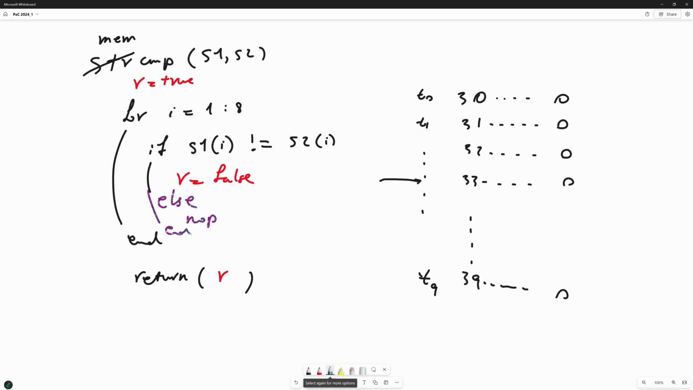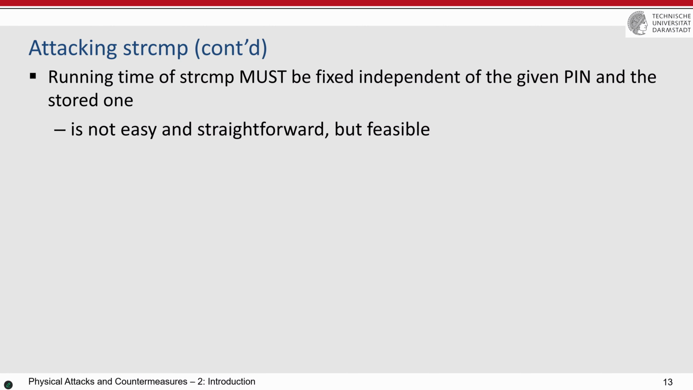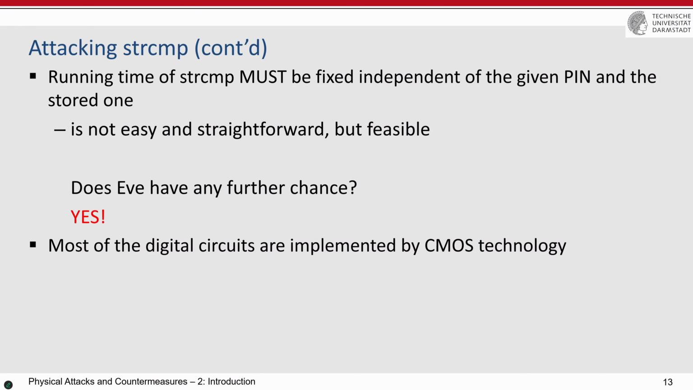Now, suppose that with all of its difficulties, we have done this. We are able to build something like strcomp which is data independent and fixed time. If it's done, the question is whether the attacker still has any chance. The problem is that, yes, even if the time is completely constant, there are still other channels, side channels, that we can exploit.